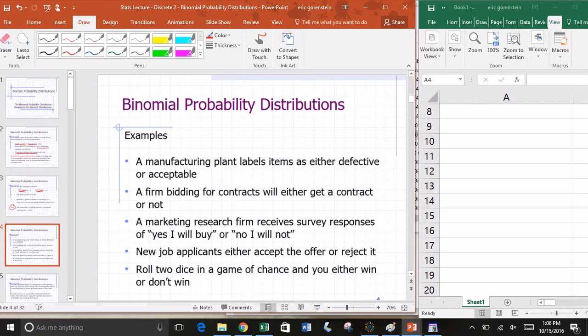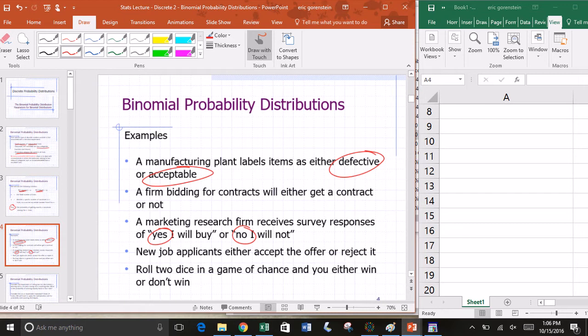Examples of binomial procedures would be, for example, a manufacturing plant labeling items as either defective or acceptable. So again, we have only two possible outcomes, defective and acceptable. A firm bidding for contracts will either get or will not get them. Again, two outcomes. A marketing research firm asking the question, will you buy this? And the responses are either yes or no. So yes, no, defective, acceptable, will get, won't get. These are all binomial procedures.